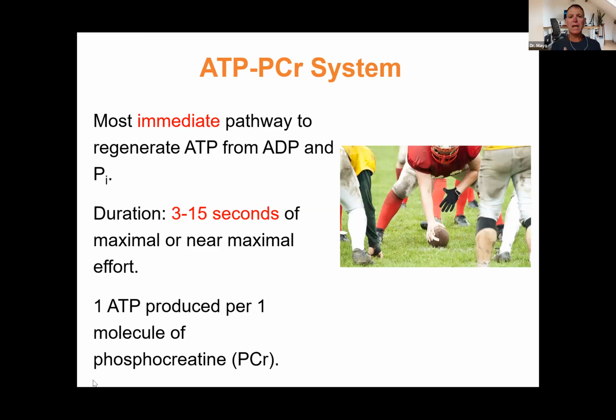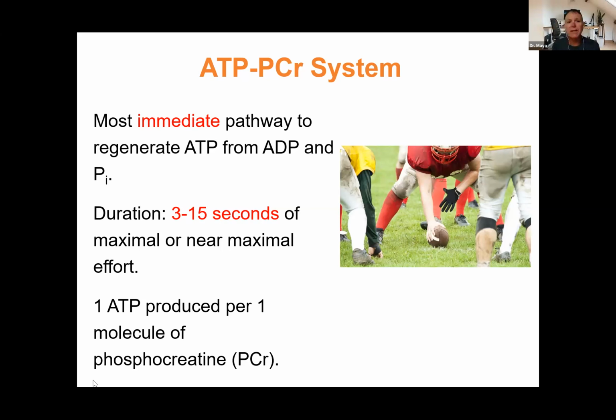How long does one lap around the track take? How long does a 100-meter sprint take? Not the fact that they're going to be on the track for an hour. Their event may last, and their play may last, seconds. And that's what we're talking about here. So anything that lasts less than 15 to maybe even up to 30 seconds would be ATP phosphocreatine. Everybody following that?